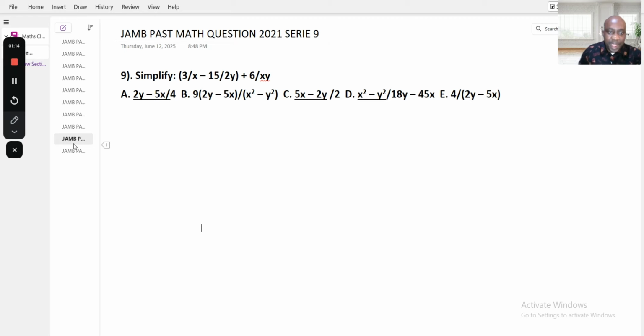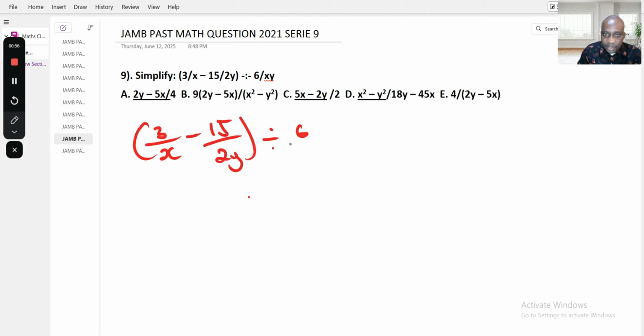Now simplify. Let me rewrite the question so that we can proceed. Bracket 3 over x minus 15 over 2y, bracket, divided by 6 over xy. Let me divide the page so that we can have enough space. Now let's look for the LCM of this bracket only. Let's follow the BODMAS step.